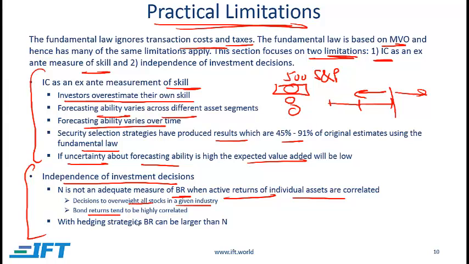Also, bond returns tend to be highly correlated, so using the fundamental law in a bond context will be tricky. The examples that I've discussed here indicate that the breadth is actually going to be less than the number of securities. On the other hand, when we use hedging strategies, then it is possible that the breadth is larger than N.